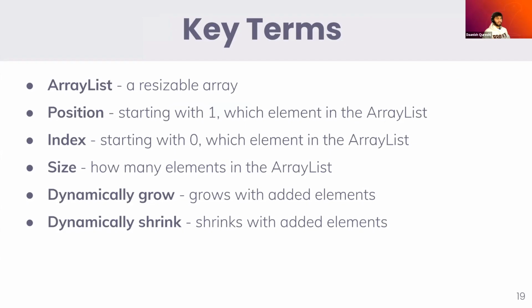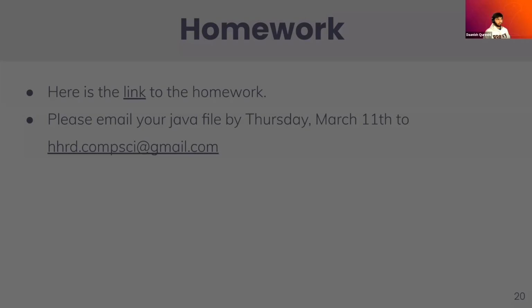And then we also have dynamically grow. So it grows with added elements, and dynamically shrink. So it shrinks with removed elements. And these are just some key terms. So I think dynamically grow and shrink are pretty important because that is a key attribute of what makes an array list instead of an array. Any questions on this? Nope, all good.